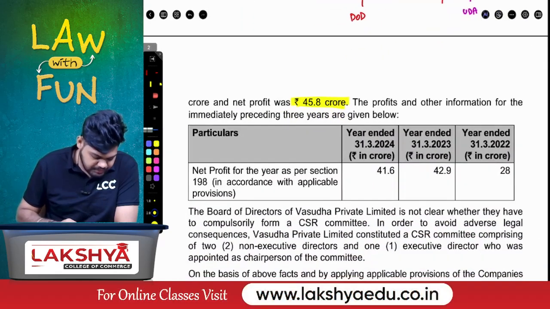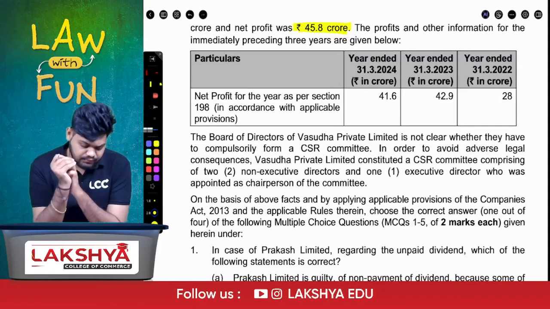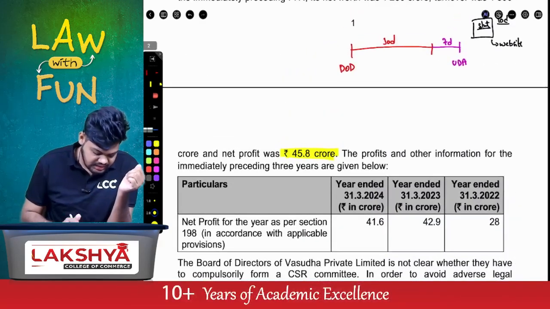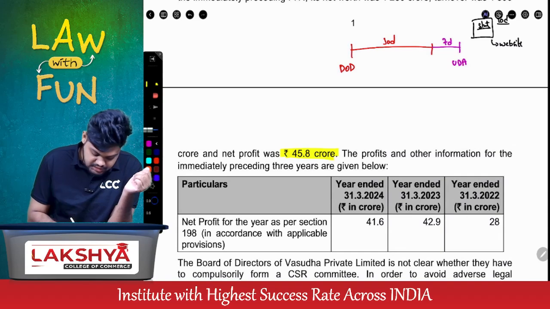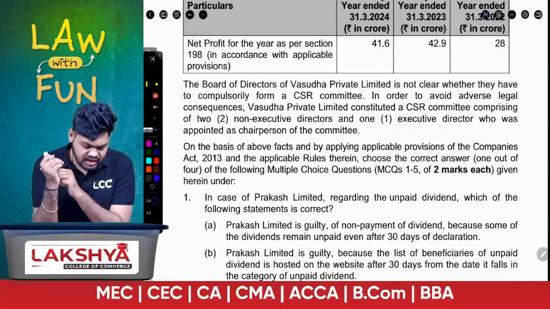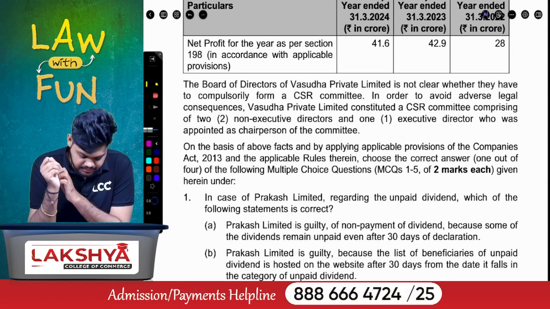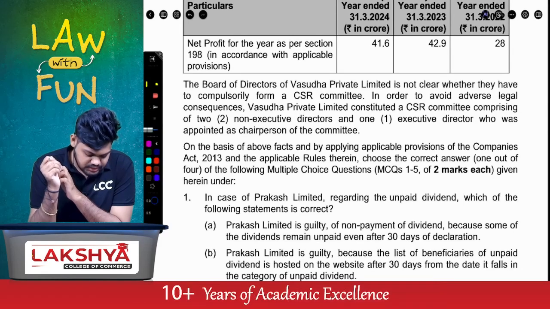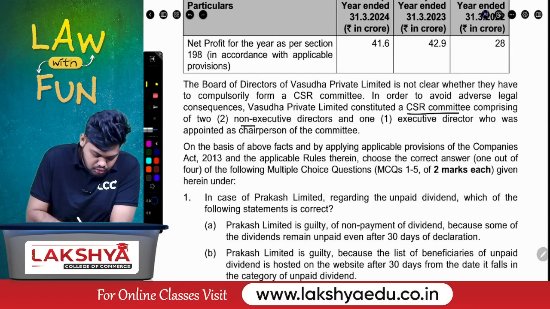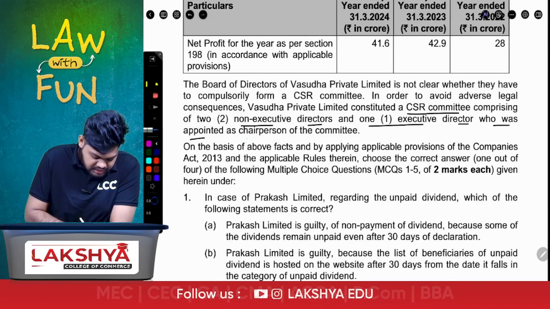The profits and other information of the immediately preceding 3 years are given as below. So they have given profits as per section 198 for the last 3 years: 41.6, 42.9 and 28 crores. The last 3 years, and the current year they made a profit of, understand this guys, this is for the current year and these are for the preceding 3 financial years. Continue that. The board of directors of Vasudha Private Limited is not clear whether they have to compulsorily form a CSR committee. In order to avoid adverse legal consequences, the private limited has constituted a CSR committee comprising 2 non-executive directors and 1 executive director who was appointed as chairperson of the committee.